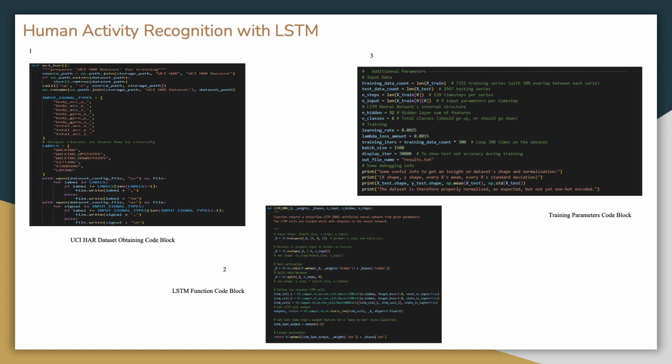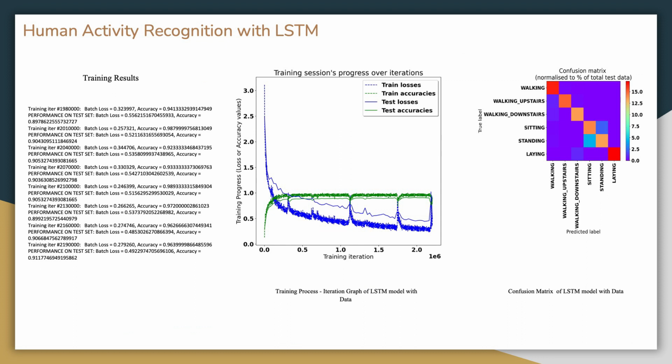LSTM stands for long short-term memory. LSTM is a type of recurrent neural network designed to handle sequential data, like time series. LSTM was developed to prevent the vanishing gradient problem, which is a common problem in traditional RNNs.